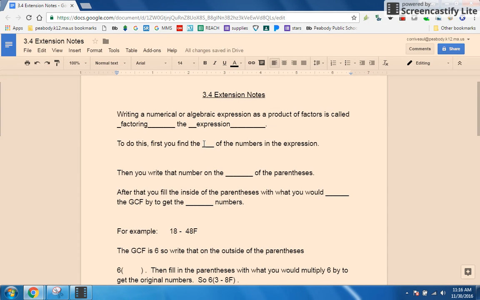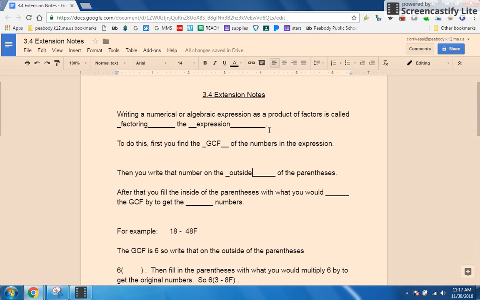To do this, first you find the GCF of the numbers in the expression. So that is the greatest common factor. We did this a while ago, and we did it a couple of ways. So you can do factor trees, the prime factorization, and circle what they have in common. For this method, though, the numbers are going to be much smaller. So you could probably just do it by writing out a list of what they have in common and circling the biggest one. So once you have the GCF, then you write that number on the outside of the parentheses.